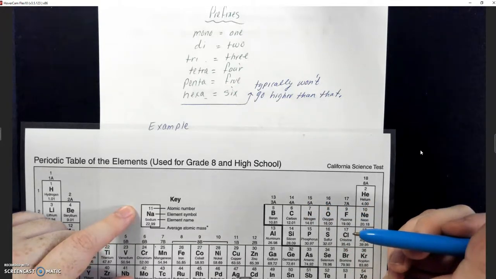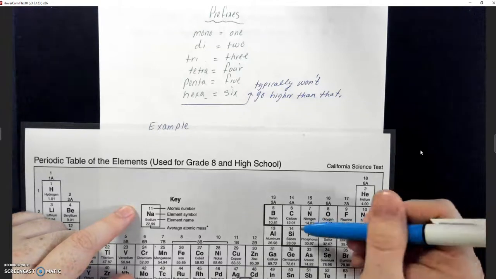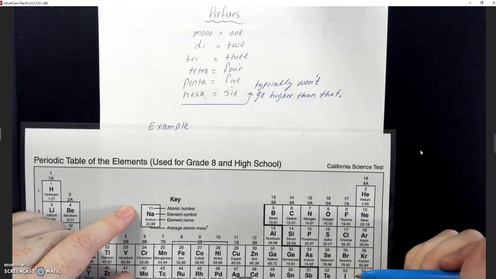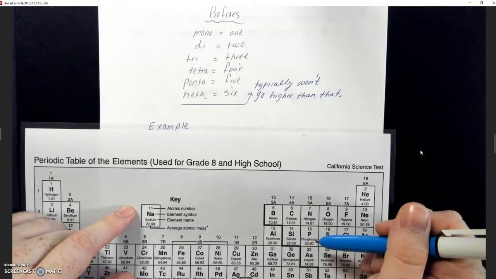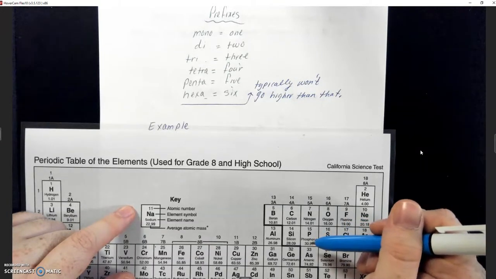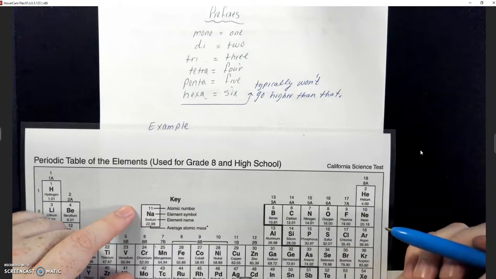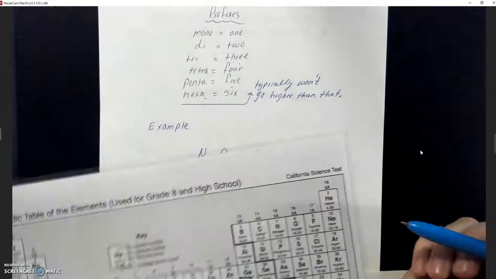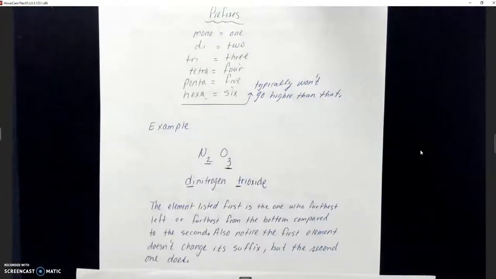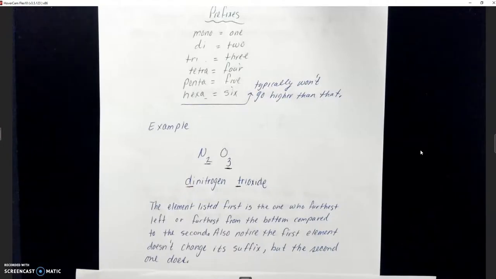Let's say we had a case of phosphorus and fluorine. Well, the phosphorus actually would be listed first because it's furthest to the left. Okay, the left takes priority, and then the fluorine would be listed second. So in such a case, the element listed first is the one who's furthest to the left or furthest from the bottom compared to the second.